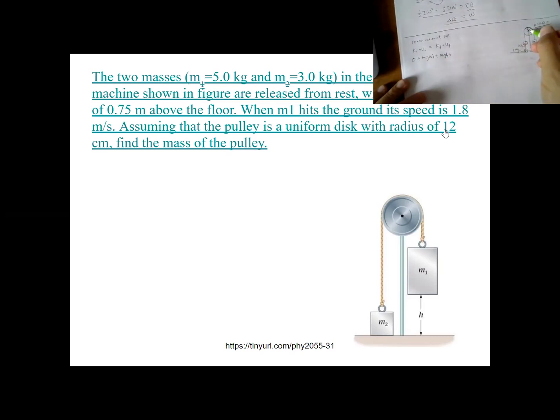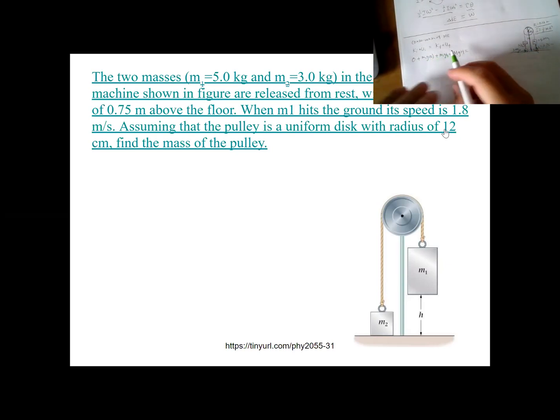Now for the pulley, you can say capital M g, capital H. You can say the height is capital H. It doesn't matter because the potential energy of the pulley, initial and final, should cancel out each other.